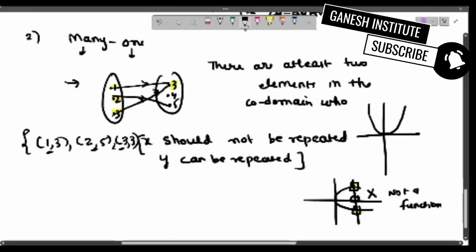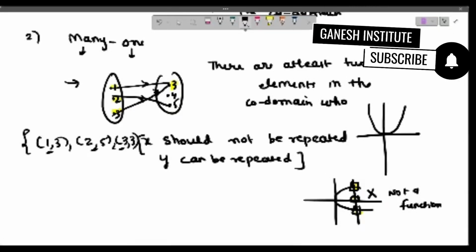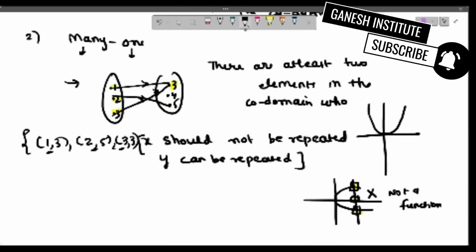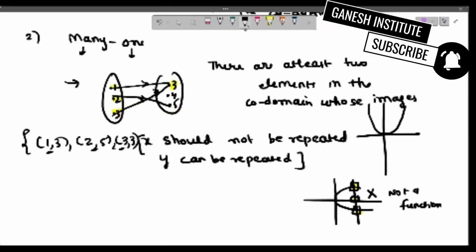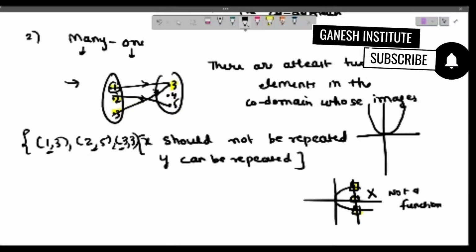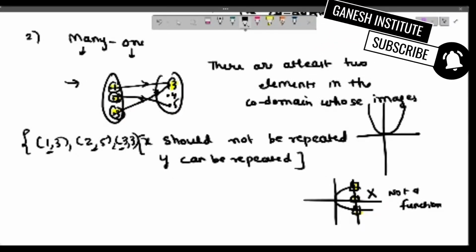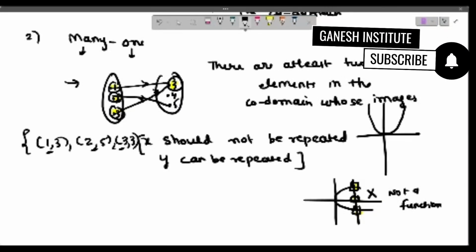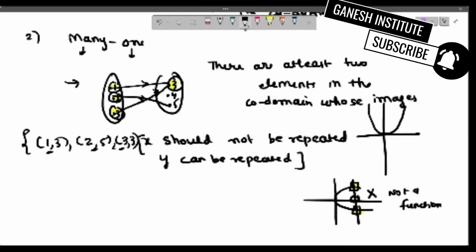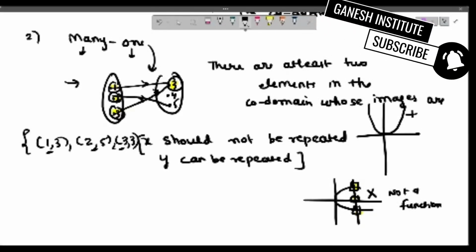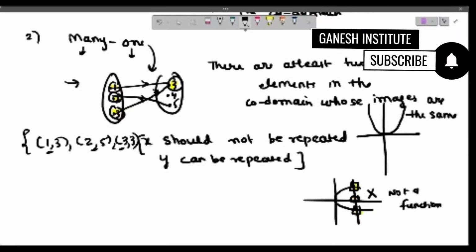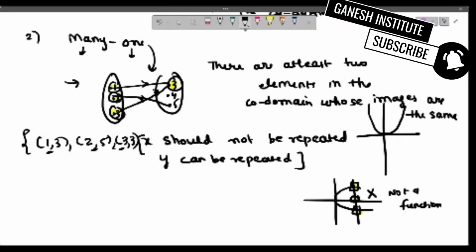Here we were talking about this. There are at least two elements in the codomain whose images are same. Then we'll call it many-one. So these are many, but they are converging to one value. Are you getting my point? From the name, if you want to define. Is this fine?